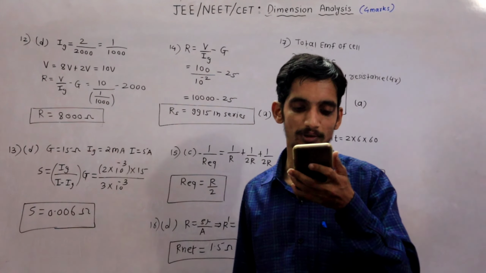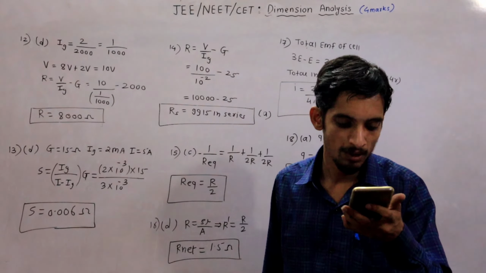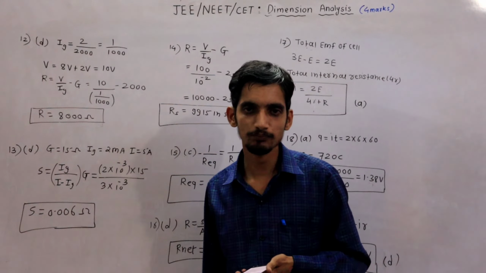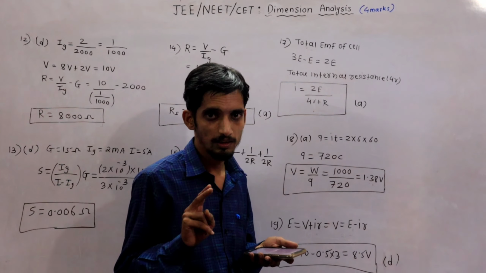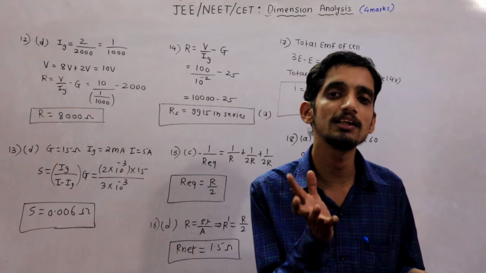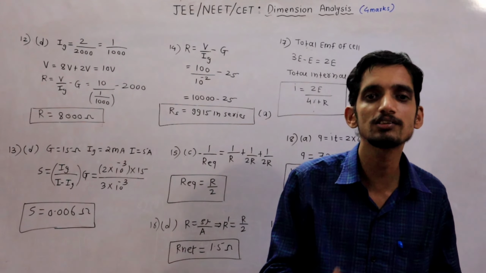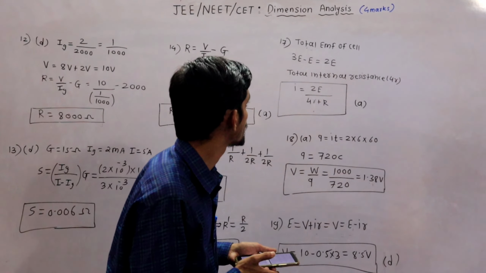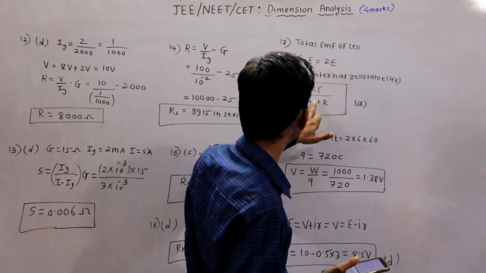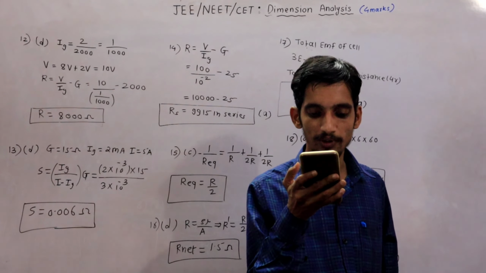Four cells, each of EMF E and internal resistance r, are connected in series across the external resistance R. By mistake, one of the cells is connected in reverse. Then what is the current in the external circuit? Whenever multiple cells are connected in series, and one cell by mistake has its polarity reversed, both cells nullify each other. So we have to take 3E minus E, which is 2E. So current I is equal to 2E upon 4r plus R. So option A is the correct answer for this question.